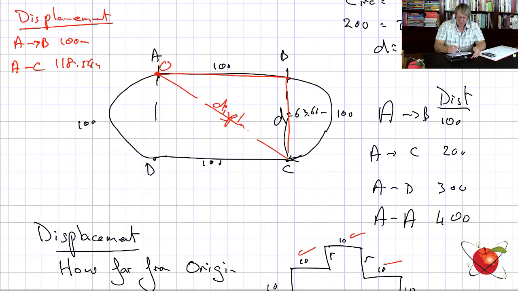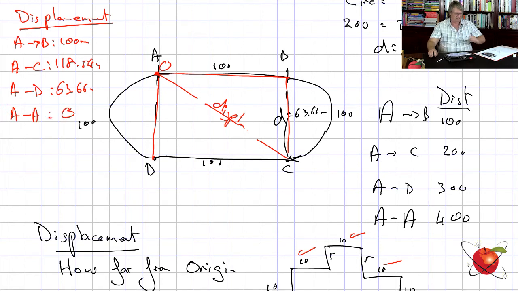See that? My displacement, now let's say I move from A to D. How far am I from the origin? 63.66. Now I move from A to A. How far am I from the origin? My displacement is 0. Right? So the displacement, okay, is how far from the origin.